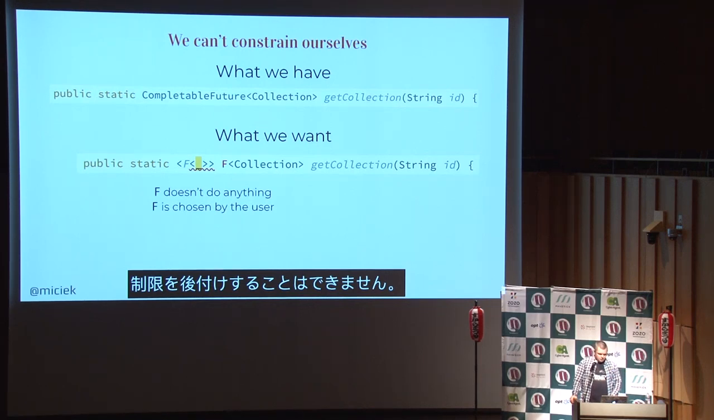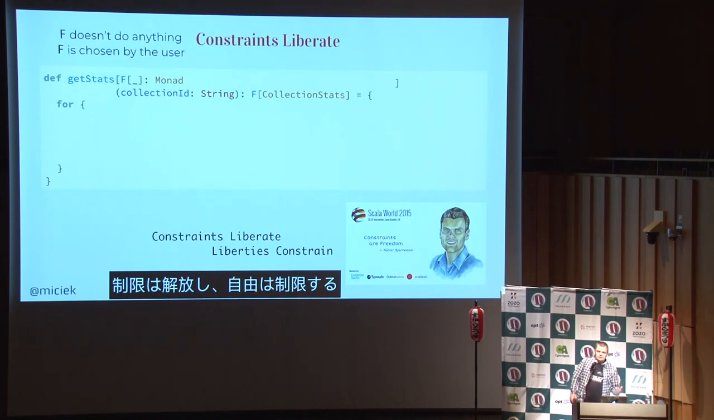But the good thing is that we are constraining ourselves inside the signature, right? So again, as I told you in the beginning, if you look at the signature, you can probably guess what it's doing. And now we are following this kind of path. And there is a great talk from ScalaWorld 2015 by Runar, Constraints Liberate, Liberties Constrain. It's exactly what I'm explaining right here. So if you have functionality that doesn't do much, then the user has more freedom, has more power over how to use your functionality.